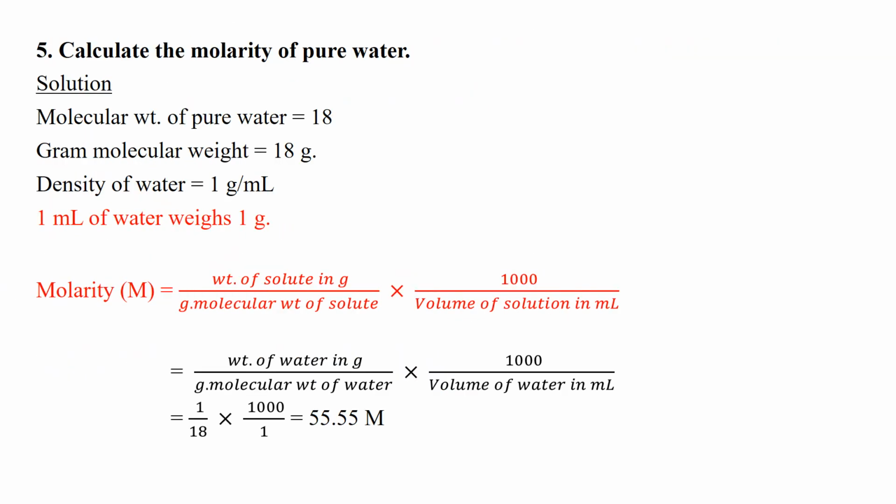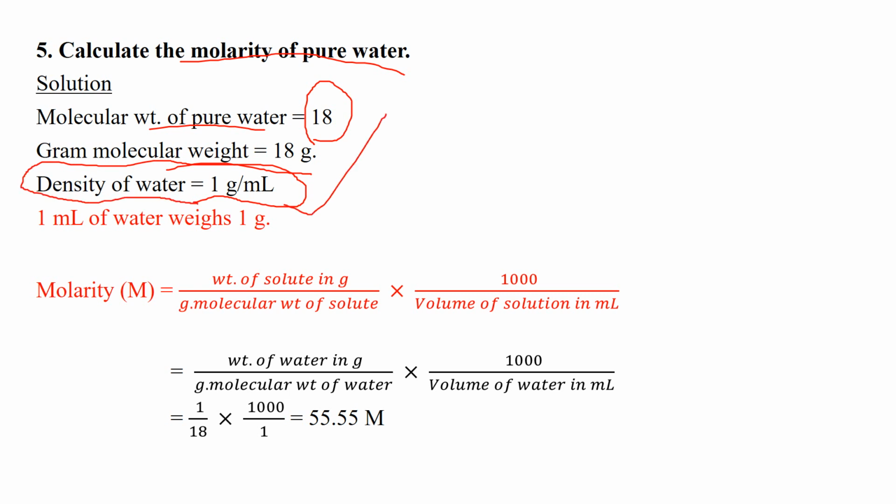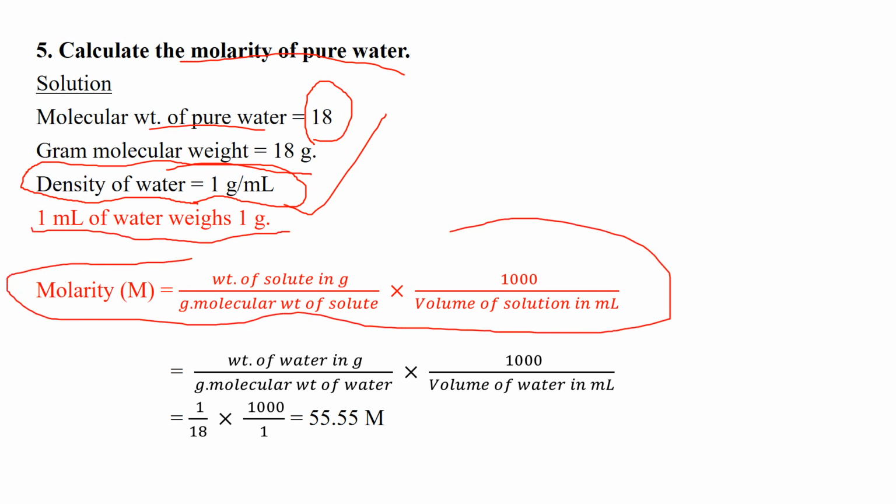Next question. Calculate the molarity of pure water. The molecular weight of pure water is equal to 18, right? Then gram molecular weight will be 18 gram. And we have to use the density concept to calculate the molarity of pure water. 1 gram per ml is the density of water. It means 1 ml of water weighs 1 gram. Then here is a formula for the calculation of molarity. Then weight of water in gram is equal to 1 gram according to the density concept.